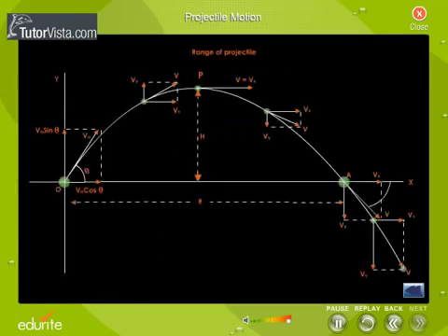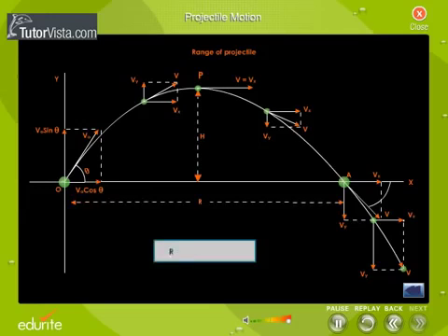Range of projectile. Range of a projectile is defined as the distance between the point of projection and the point where the trajectory cuts any plane. R is equal to v0 squared sin 2 theta by g.